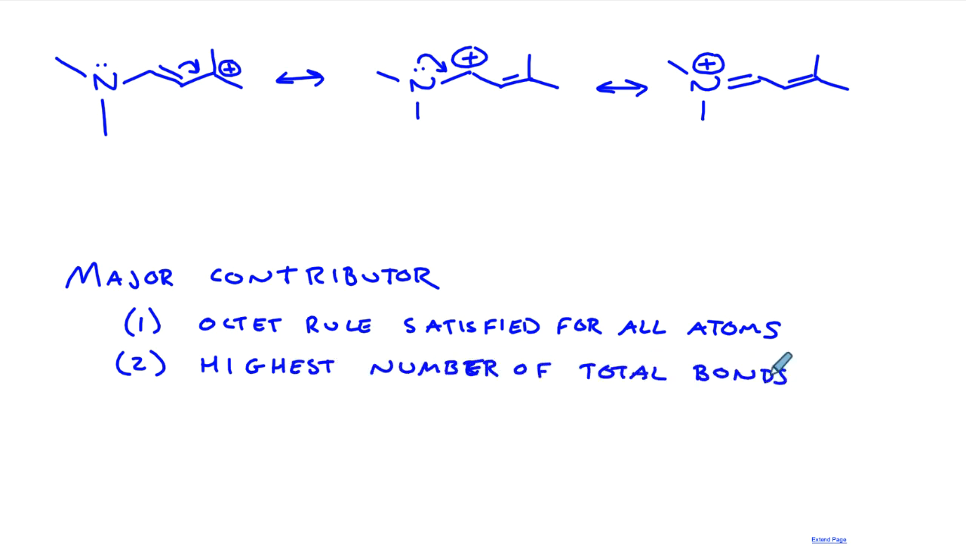In this set of resonance structures, only one has a full octet on all atoms. Be sure to take the lone pairs into consideration when you're figuring this out. It also contains the most bonds, and that is this structure right here.